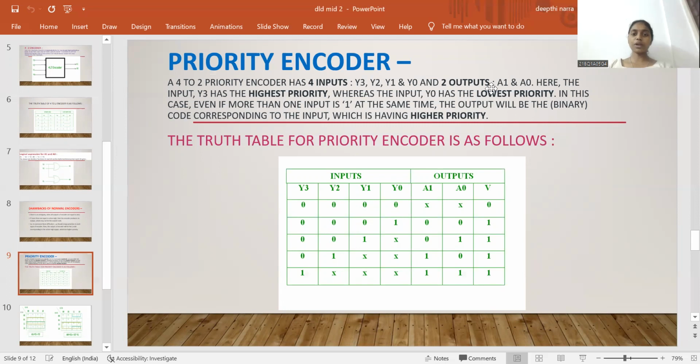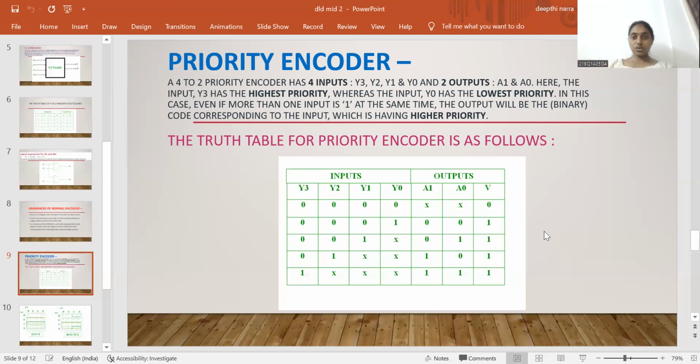The truth table for the priority encoder is as follows. There are the inputs Y0, Y1, Y2, Y3. Y0 represents decimal 0 and it will be coded as 0, 0. Y1 represents decimal 1 and it can be coded as 0, 1. Y2 represents decimal number 2 and it can be coded in binary as 1, 0. Y3 represents decimal number 3 and it can be coded as 1, 1.